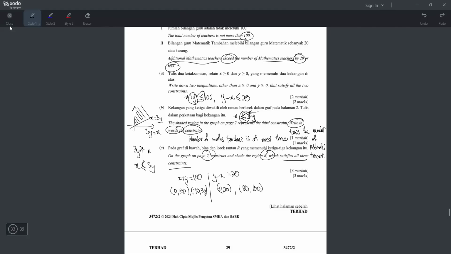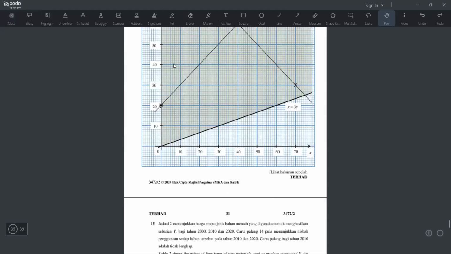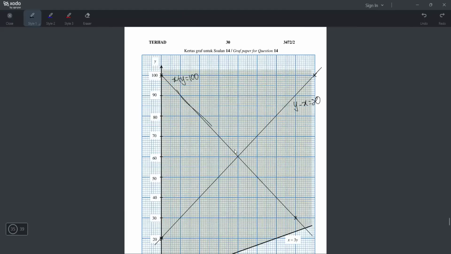So smaller kan? It means you kena ambil bawah garisan. Tapi bawah garisan yang mana? Yang ini, x plus y 100. Okay, so the shaded region will be below this line, which is here and here.